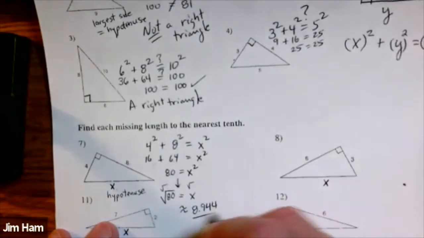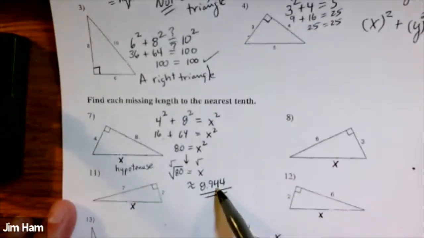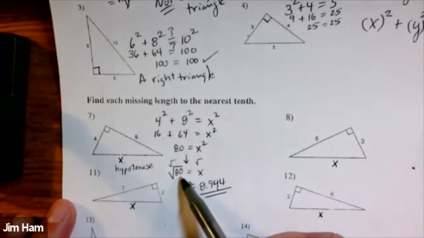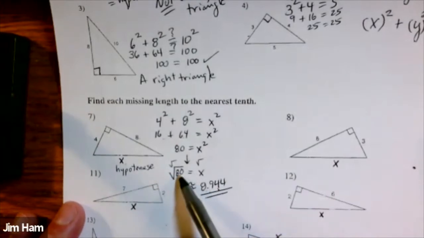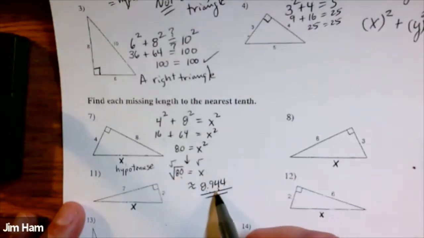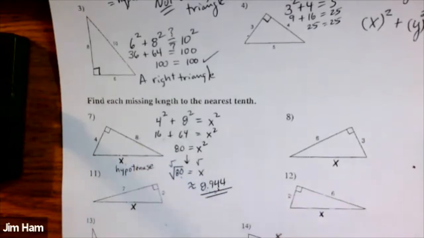8.944. So you may be asked to give the decimal approximation, or you may be asked to give the exact answer as a square root. Either are correct, both correct answers. This is what we call the exact answer, the square root version, and this is the decimal approximation. And notice the hypotenuse, 8.944, is a little bit larger than the largest leg.